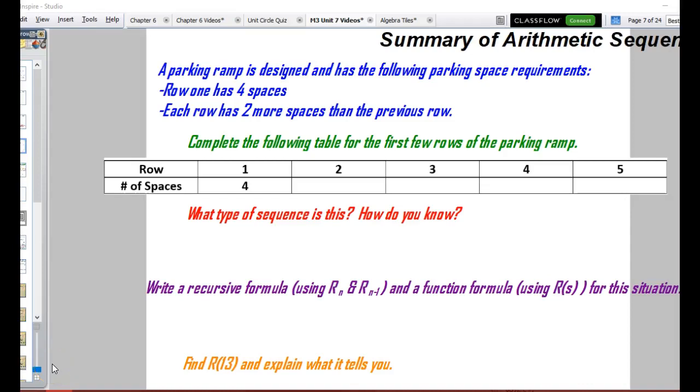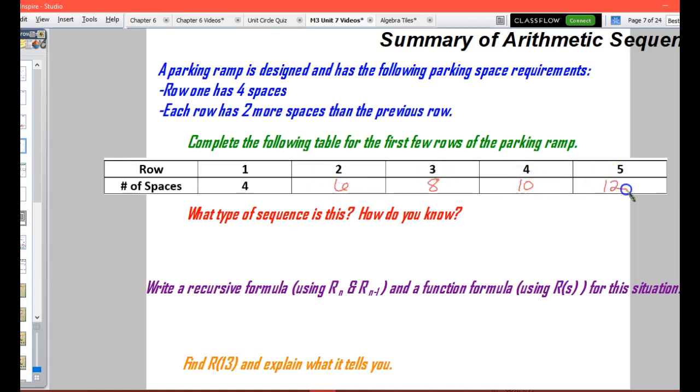To summarize Lesson 2 in Unit 7, an arithmetic sequence process, we have a parking ramp example where we want the following space requirements. Row 1 has 4 spaces and each row has 2 more spaces than the previous row. So they want us to complete the following table. Well, if row 1 has 4 and each row has 2 more, then row 2 has 6, row 3 has 8, row 4 has 10, and row 5 has 12.